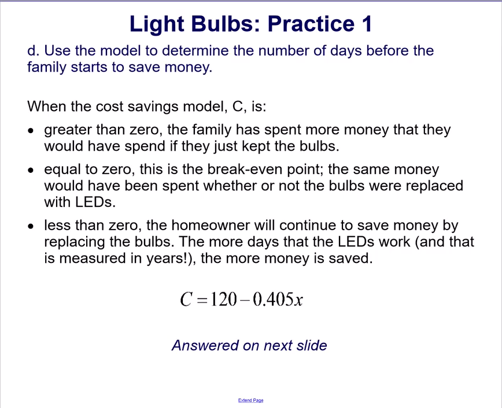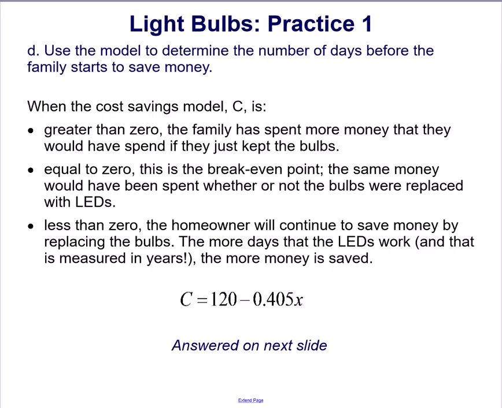This brings us to Part D. Part D, use the model to determine the number of days before the family starts to save money. Now, there's three scenarios we need to consider. The first scenario: when the cost savings model C is greater than 0, a positive number, the family has spent more money than they would have spent if they had just kept the bulbs. So if C is positive, they spent more money doing this replacement. They would have been better off just keeping the bulbs.